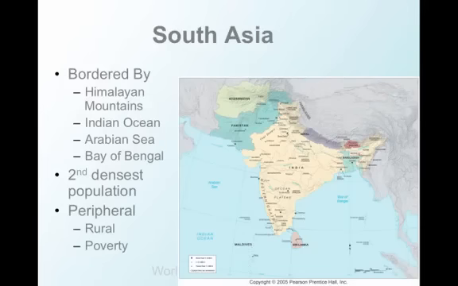The region is known in the world as being the second densest in population, and also, surprisingly, despite its high population density, a very rural region and also one that is marked by extreme poverty.